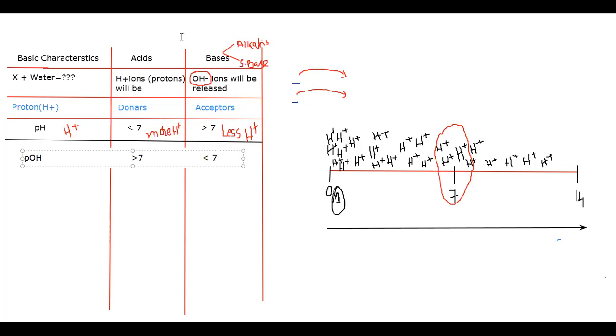What does it mean? It means that when we talk about pOH, when the pOH value is high, the numbers are high, it means the quantity is less. It means less quantity of hydroxide ion. This is also called the pOH scale. And more pOH, or rather less pOH, means more hydroxide ion.